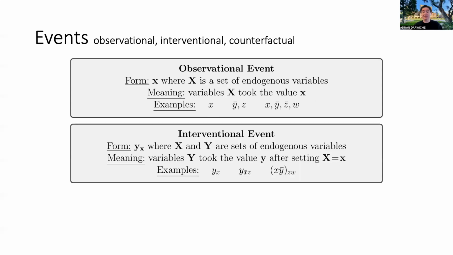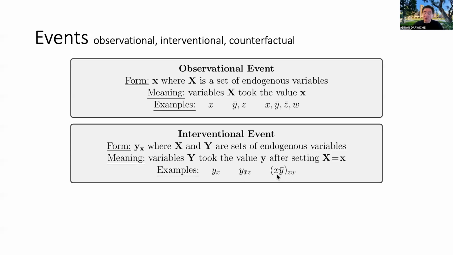Okay, interventional events, you've seen them, except we're doing a little more general now. This is an interventional event, it has this form. And what does this mean? That means these variables will take this value after setting X to this value. That's it. Now, you've seen it so far where Y and X were individual variables. They don't have to be. These could be sets of variables. So let's look at some concrete examples. Y is true if I set X to true. Now, what happened here? Y is true if I set X to false and Z to true. Now, here it is more.